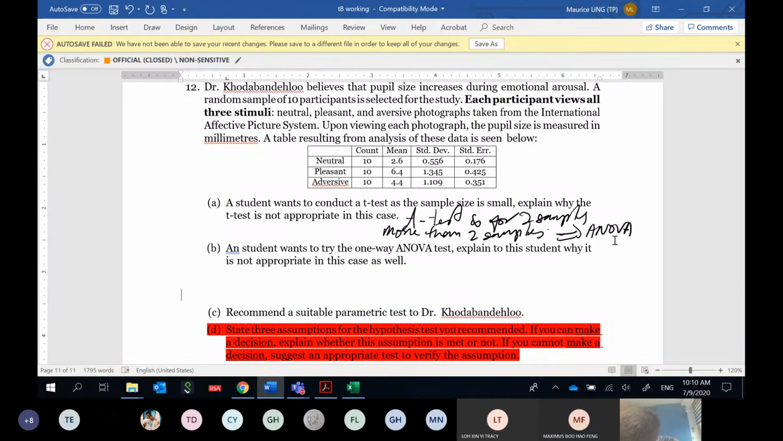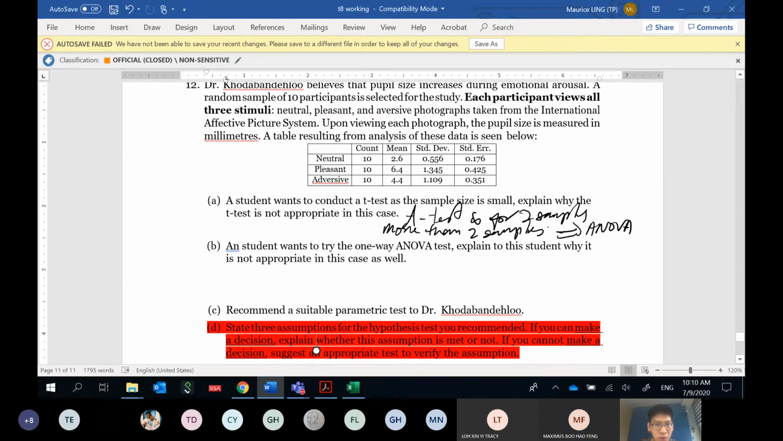It's because of the samples, right? You see, it's the same student viewing neutral, pleasant, and aversive. ANOVA requires the samples to be independent. So these are not independent samples because the same participant views all three of them. Will viewing a neutral slide affect the next slide, the pleasant one and so on, even though you may jumble them up? So the issue is that this is not an independent sample.